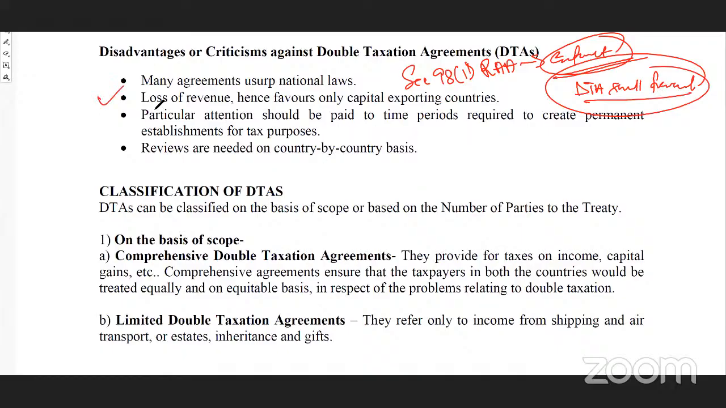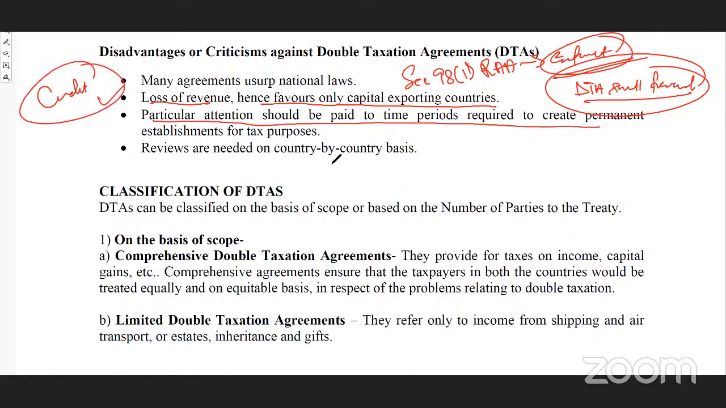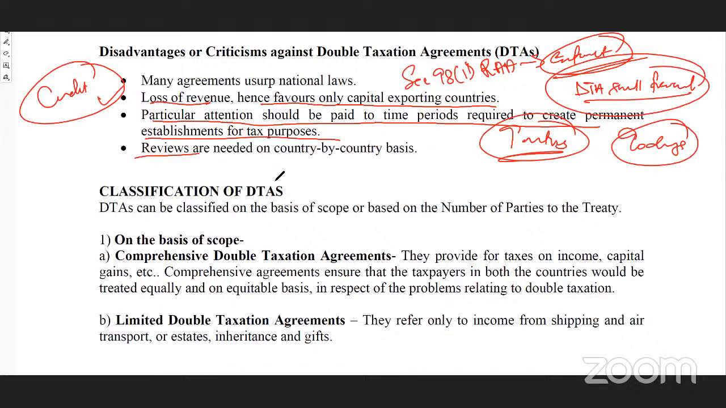Because of this, it sometimes leads to loss of revenue. That is why it favors only capital exporting countries. Countries that want to favor national neutrality usually have a problem because DTAs mostly bring only the credit and exemption methods. Particular attention should be paid to time periods for creating a permanent establishment. The DTA may say 9 months, like the Germany example I gave, but Ghana law says just 90 days, which can be a problem. And when you are dealing with multinational companies, you have to do reviews on a country-by-country basis, hence destroying tax advantages that you can get on a group basis.